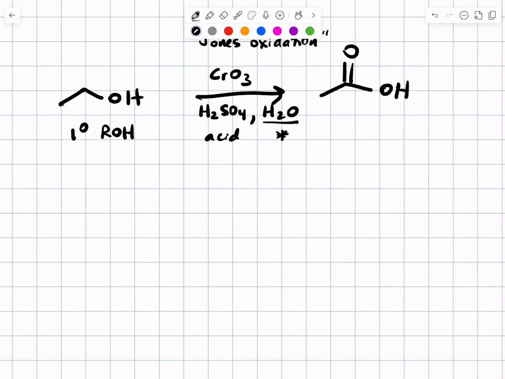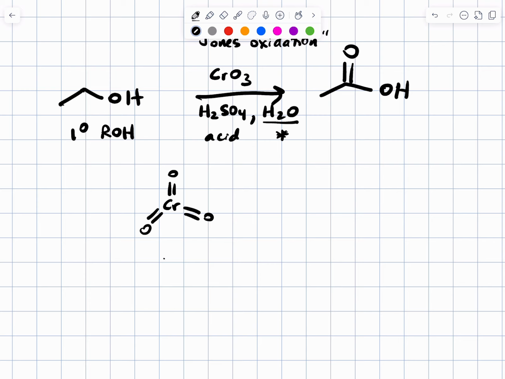So I'll show you what CrO3 looks like. And when you see the first few steps of this mechanism, you're going to say, that looks pretty similar to the PCC mechanism. I'm going to say you're exactly right. So this is also a chromium in the +6 oxidation state.